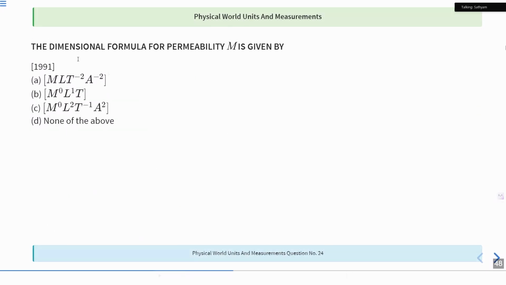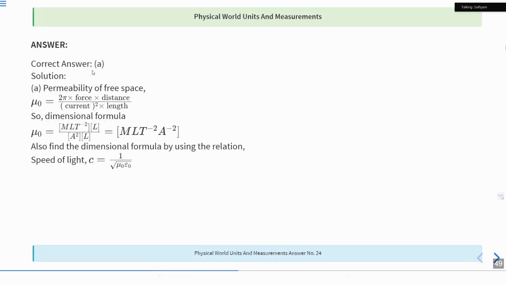Again, the same type of question from 1991 JEE or NEET. The dimensional formula for permeability mu naught. This is the formula: permeability of free space mu naught is 2 pi into force into distance upon current squared into length. You have to derive the dimensional formula for each and every quantity, like force, distance, current squared, and length. You can even find the dimensional formula by the relation C equals 1 upon under root of mu naught into epsilon naught. All clear?